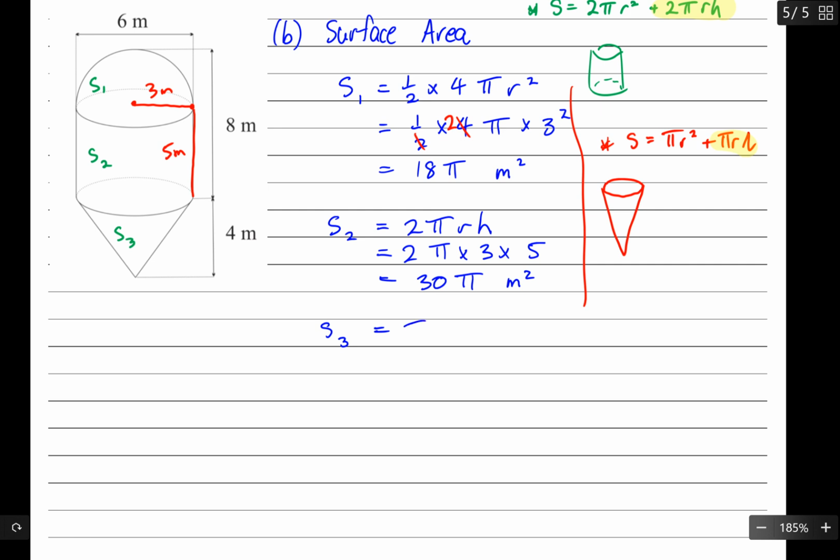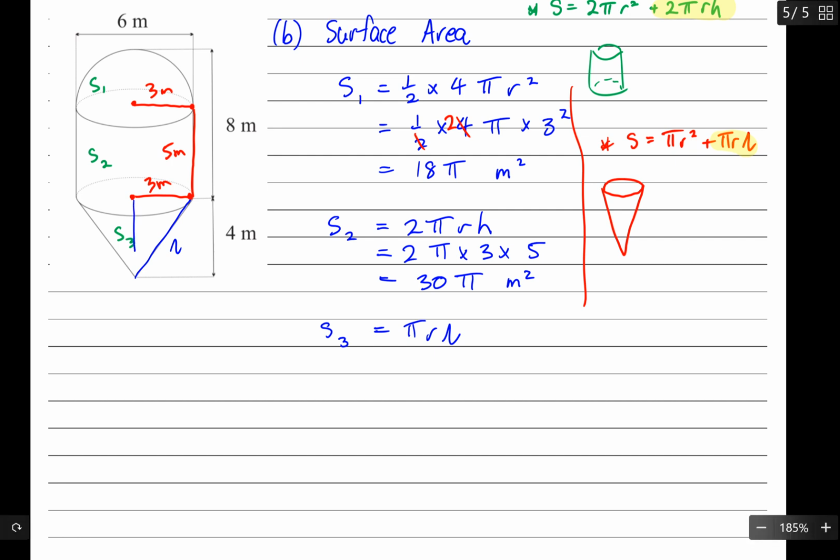So pi r L. Now going back over to the diagram here, the radius is 3 and the height is 4. So what's L? Well, remember, L is not the height. L represents the slant height of the cone. Okay, so L is this value here. We've still got a little bit of work to do.